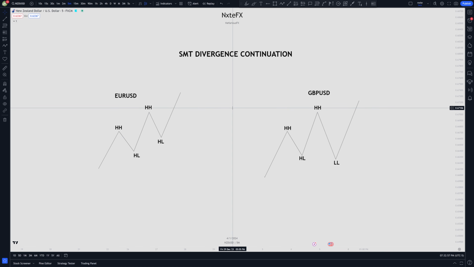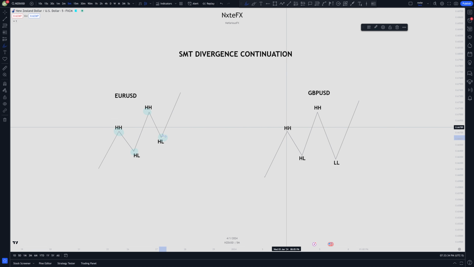So for SMT Divergence, for continuations, we could utilize this model here. So we have Euro USD and GBP USD, two correlated pairs that move very alike. Now, on Euro USD, what are we getting? We're getting higher highs, higher lows, higher highs, higher lows. So just bullish price action. We can assume Euro USD is bullish and it will be reaching higher prices.